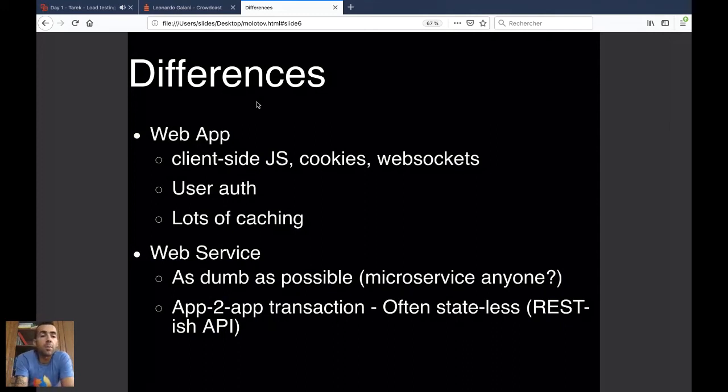On the other side, a web service is something we try to keep as dumb as possible. It's a thin layer on top of one or several other services, like a database or any service that provides some data. And it's going to provide the data as flat as possible to be reused by something that's smarter.